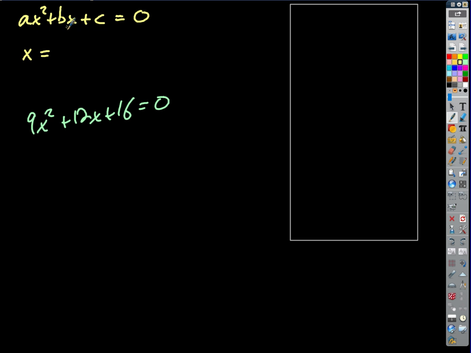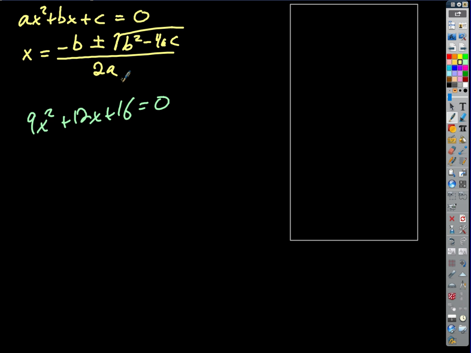If I've got a quadratic equation in standard form, ax squared plus bx plus c equals 0, how does that go? x equals negative b plus or minus the square root of b squared minus 4ac, divided by 2a. That was beautiful. A thing of beauty.